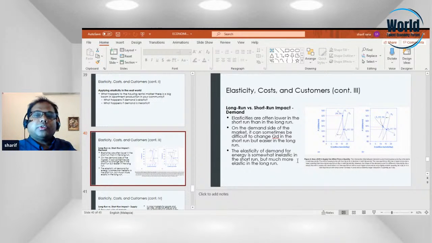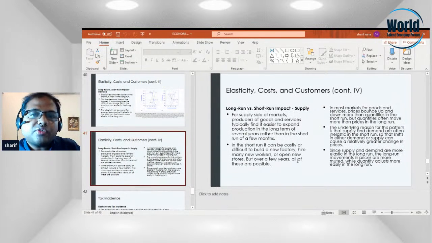So if we focus on a few things: number one, elasticity, cost, and consumers. Long run versus short run impact on demand. Elasticities are often lower in the short run than in the long run. On the demand side of the market, it can sometimes be difficult to change QD in the short run but easier in the long run. The elasticity of demand for energy is somewhat inelastic in the short run but much more elastic in the long run.